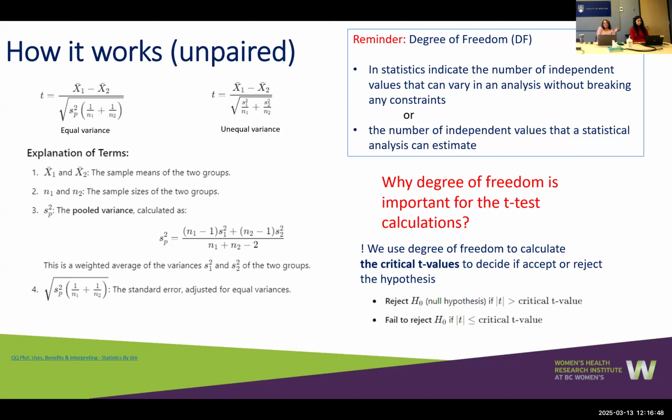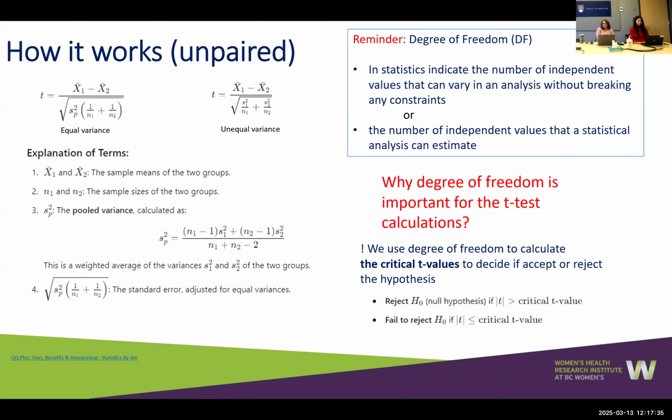We would need to calculate a critical T value. And how are we going to do it? We're going to do it from the degree of freedom. If you listened to my lecture about p-value, I gave an example and explained what degree of freedom is. Basically, in statistics, it indicates the number of independent values that can vary in an analysis without breaking any constraints, or the number of independent values that a statistical analysis can estimate. So usually for any simple test, the degree of freedom will be n-1, because you lose 1 degree of freedom, for example, to calculate the mean.